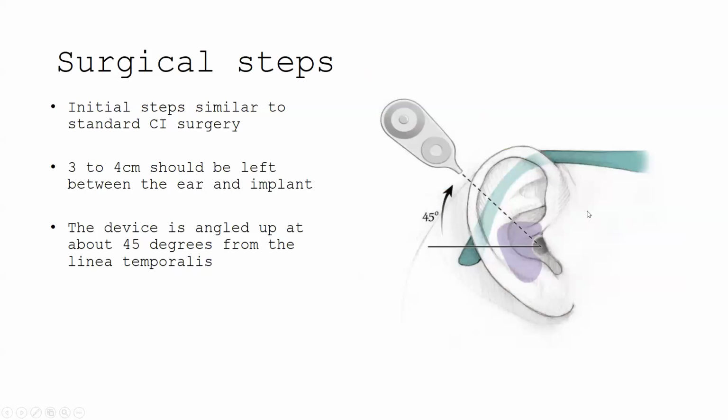So the surgical steps, initial steps are similar to a standard cochlear implant surgery. We'll plan our post-auricular incision and placement of the external part of the device at least 45 degrees angled up, so that we can allow a patient to wear glasses, but also so that our speech processor and the coil are not overlapping each other.